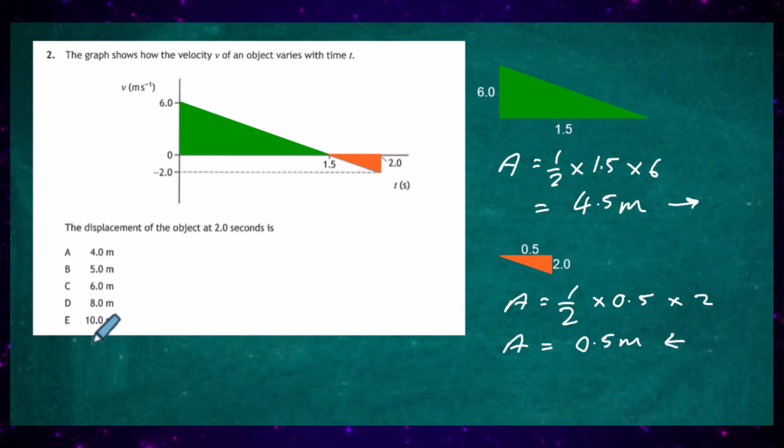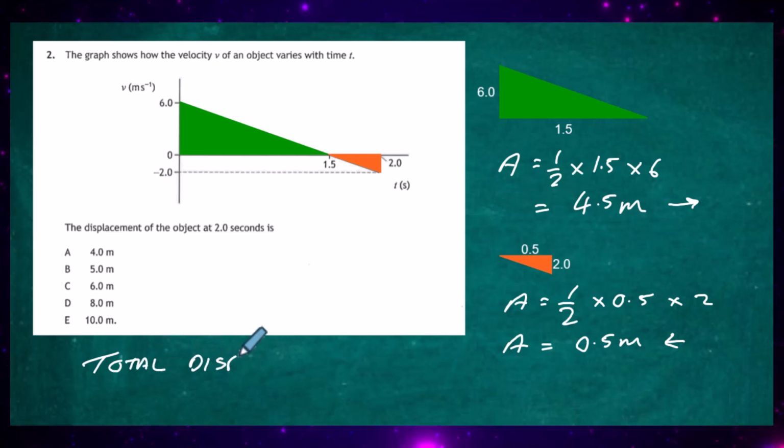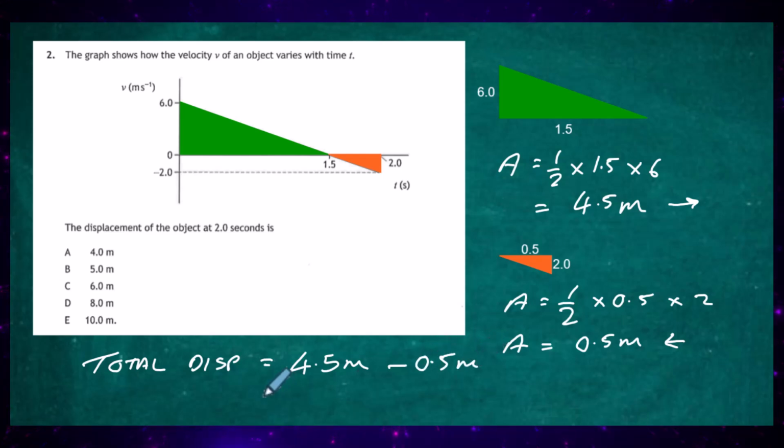So therefore, the total displacement of that object is going to be to the right a value of 4.5. So we write down 4.5 meters. And then this little red part here, which is below the axis, we have to subtract that 0.5 away. So the total displacement is going to be 4.0 meters. And the response for that is going to be A.